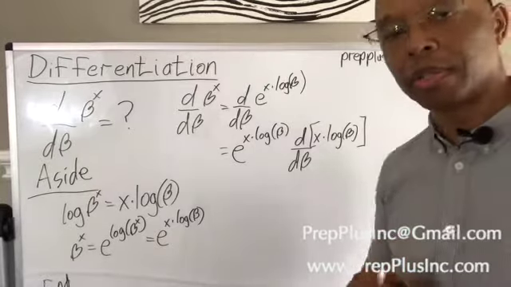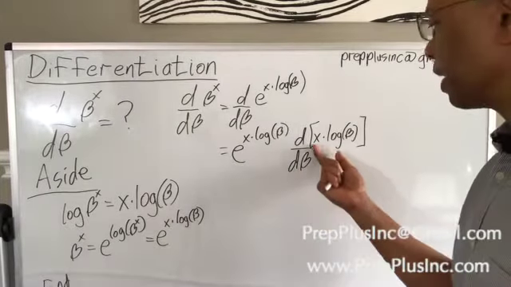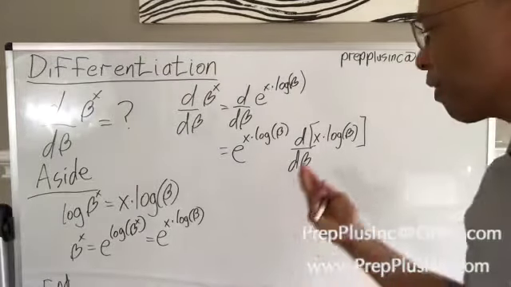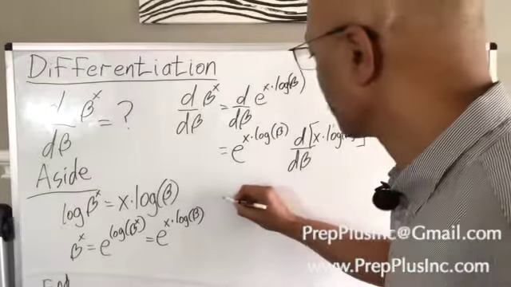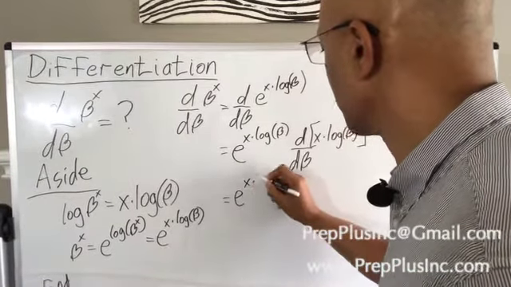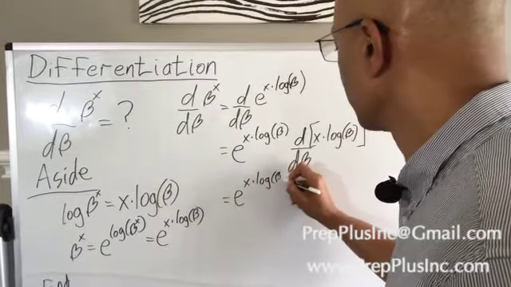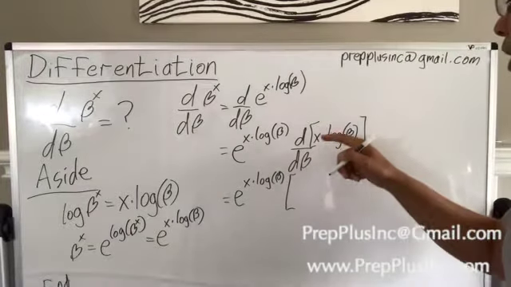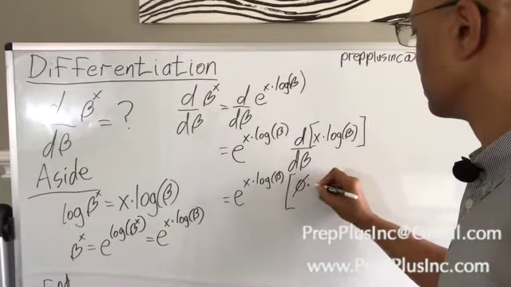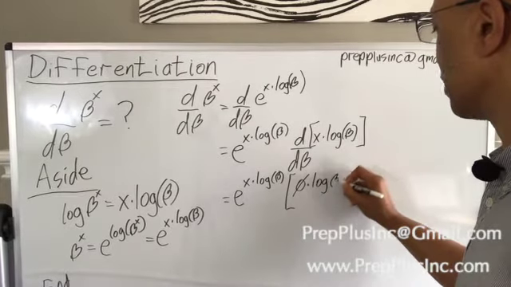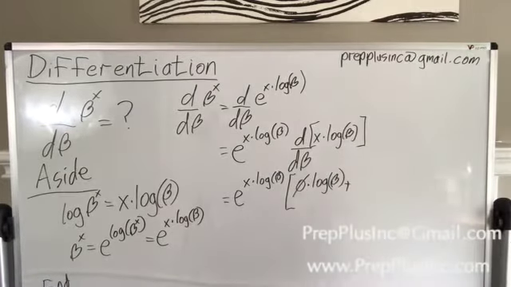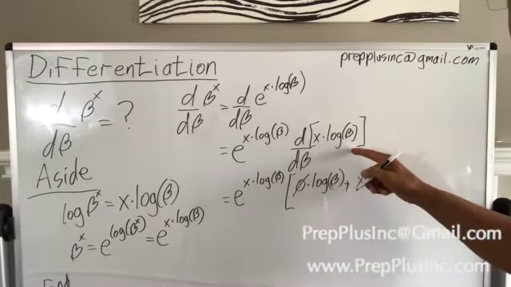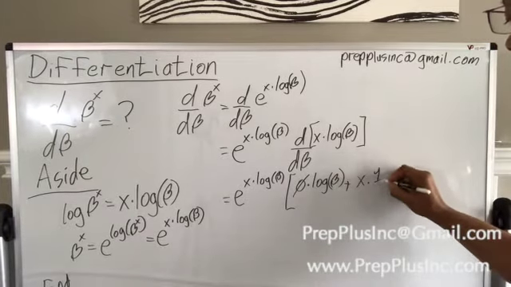So now that first part, the derivative with respect to beta of x is 0. That's x, it's not beta. So its derivative with respect to beta is 0. Okay? E to the x times log beta times the derivative with respect to beta of x is 0 times log beta. All I'm doing is applying the product rule, plus x times the derivative with respect to beta of log beta is 1 over beta.